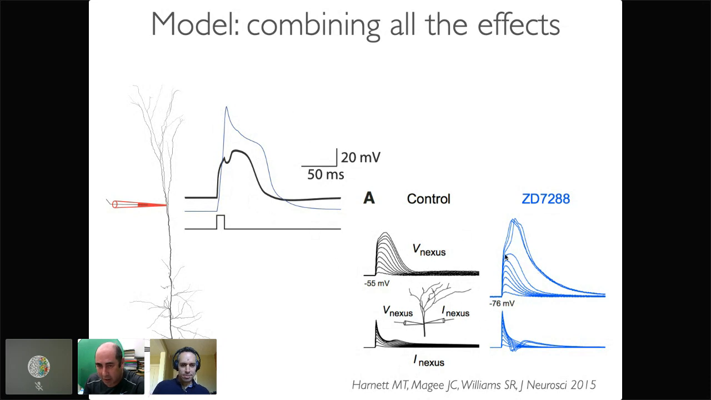But I think at least in the slice it doesn't involve inhibitory neurons. It replicates nicely in the model also without any inhibitory neuron. So it's probably an internal property of the pyramidal cells.